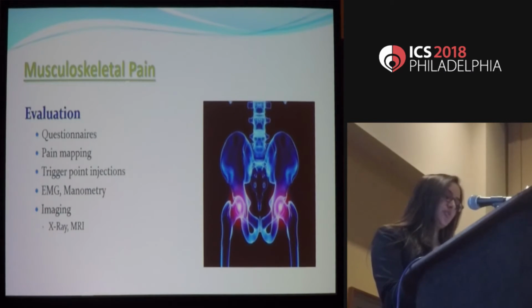Further evaluation with trigger point injections can help identify the pain generators and also treat the muscles. These patients likely benefit from evaluation and treatment by specialized physical therapists and physiatrists.